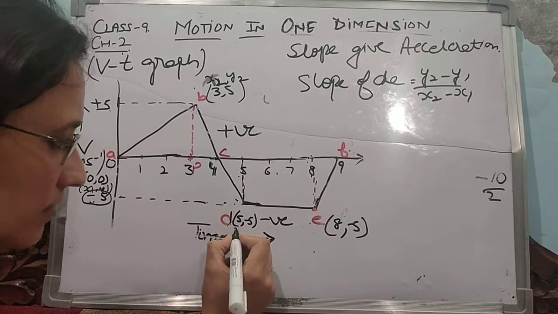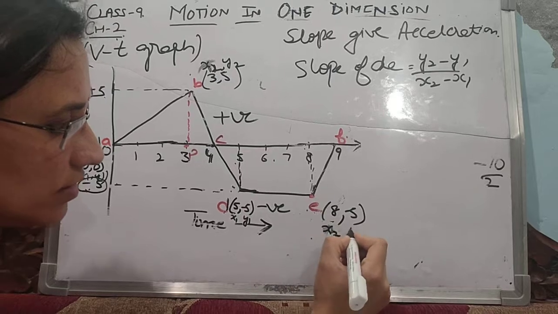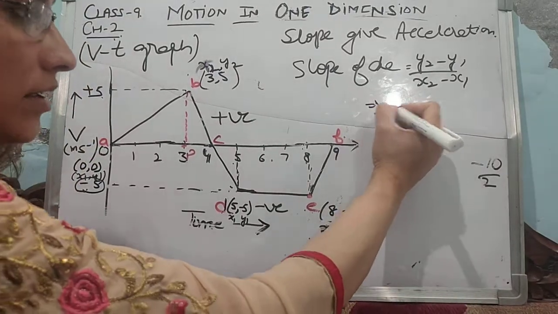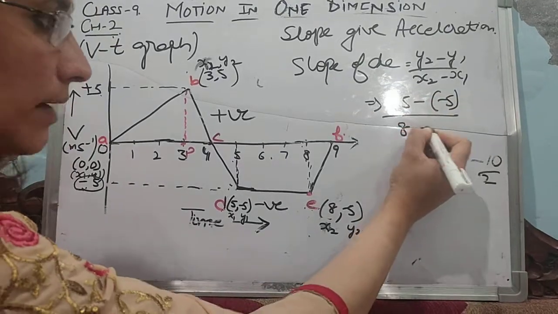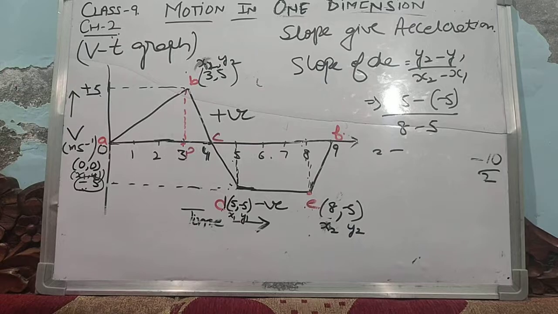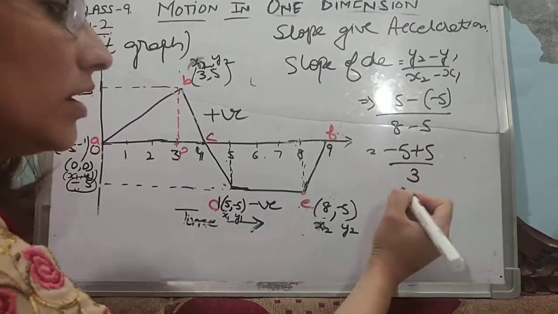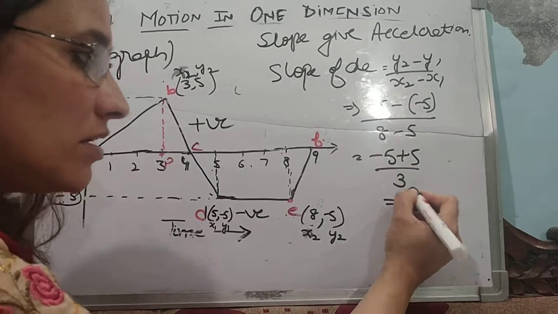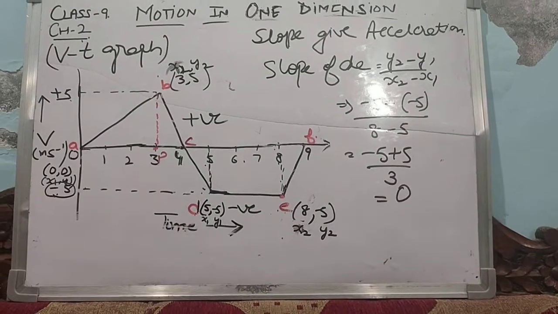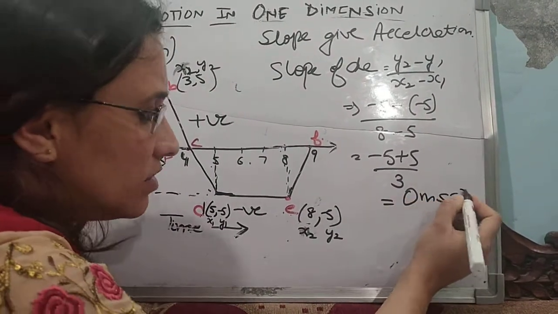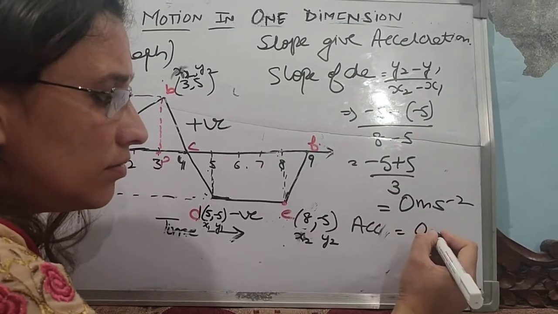Now this becomes x1, this is y1, this is x2 and this is y2. So I'll apply the formula. It will be minus 5 minus minus 5 upon 8 minus 5. So here it comes, minus 5 plus 5 upon 3. Minus 5 plus 5 is 0. So the acceleration, that is the slope of DE, comes out to be 0 meter per second square.